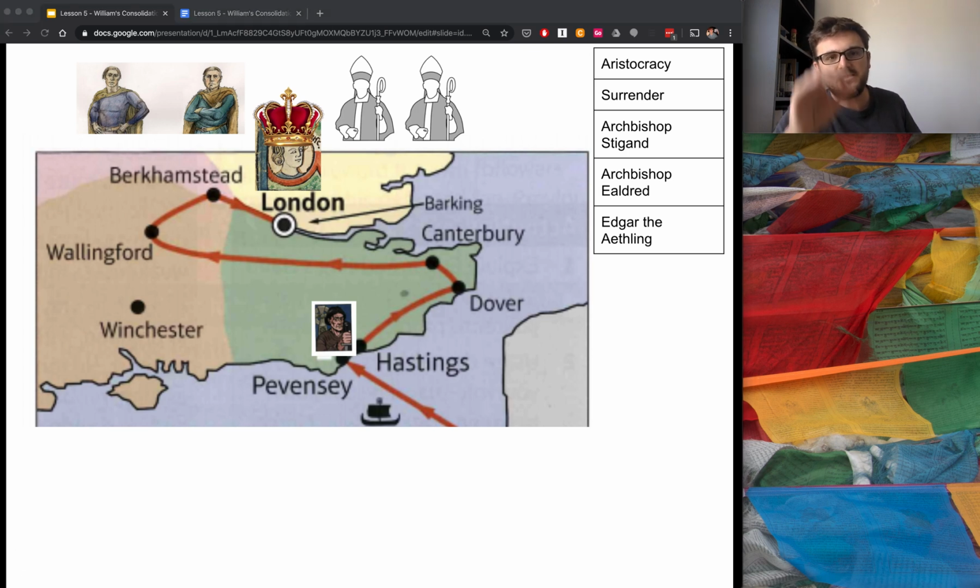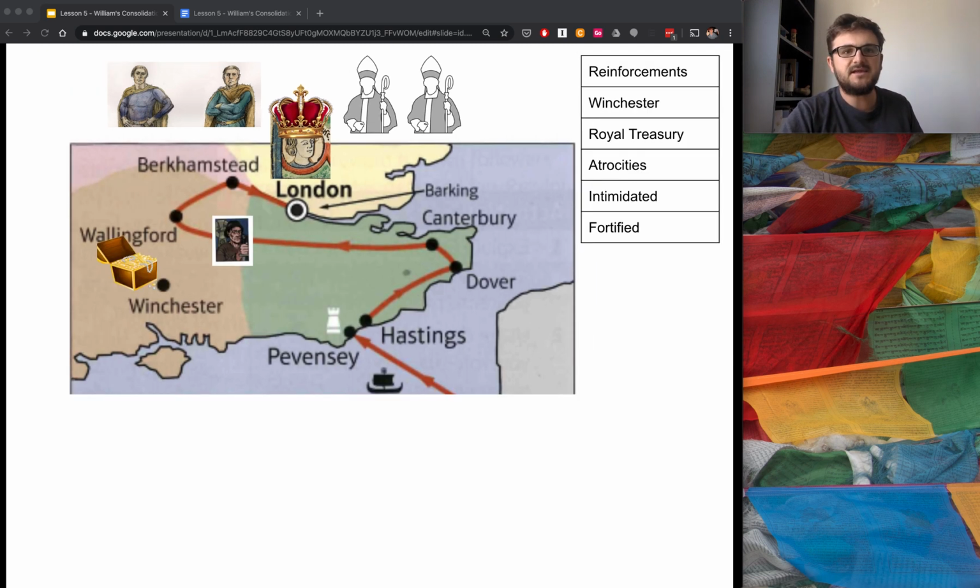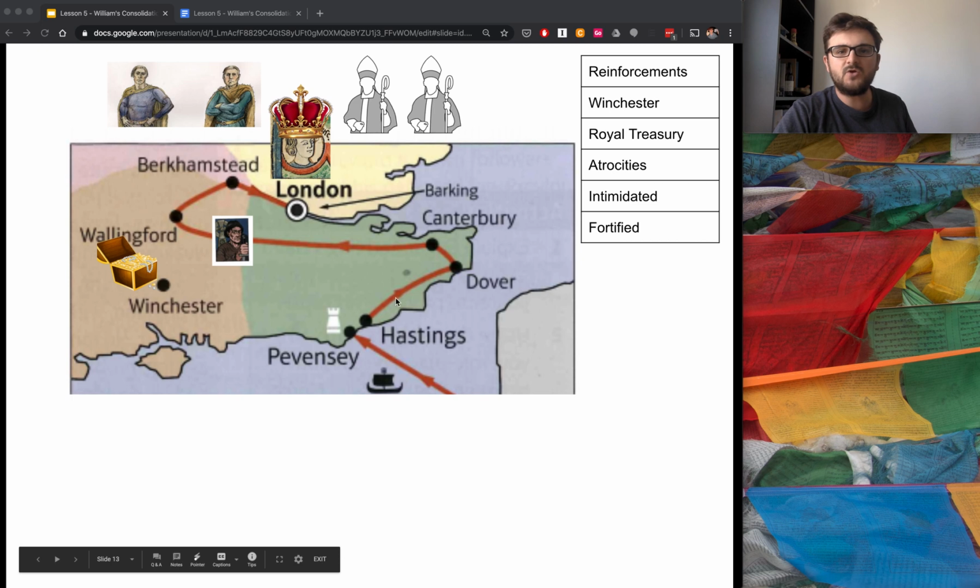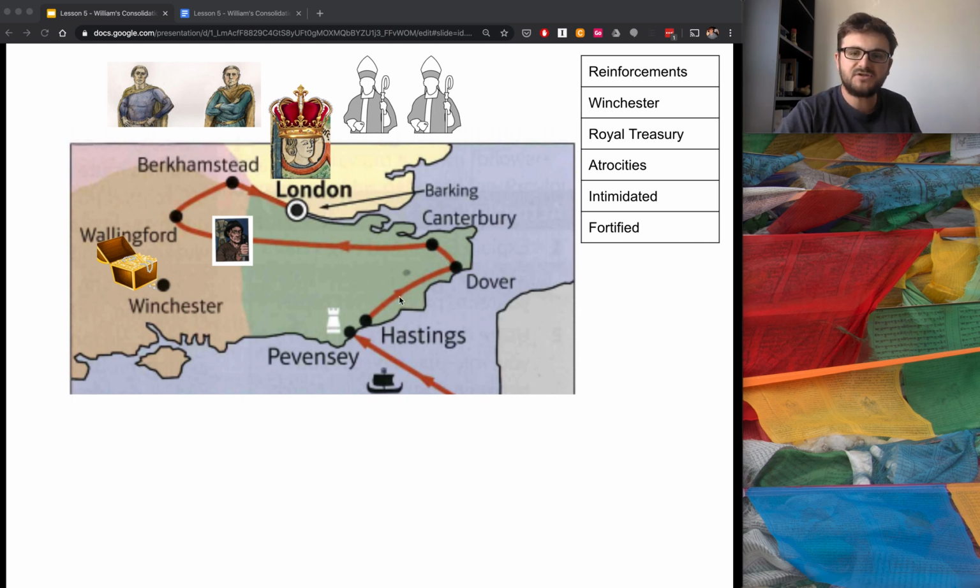What he does is he doesn't march directly for London. He takes this indirect route along this red line. And the reason why he first marches to Dover is he wants to secure the south coast here. By securing the south coast, he will make sure he's got a strong connection to the Channel so he can easily get more reinforcements from Normandy. He wants to keep those supply routes open to his home in Normandy.